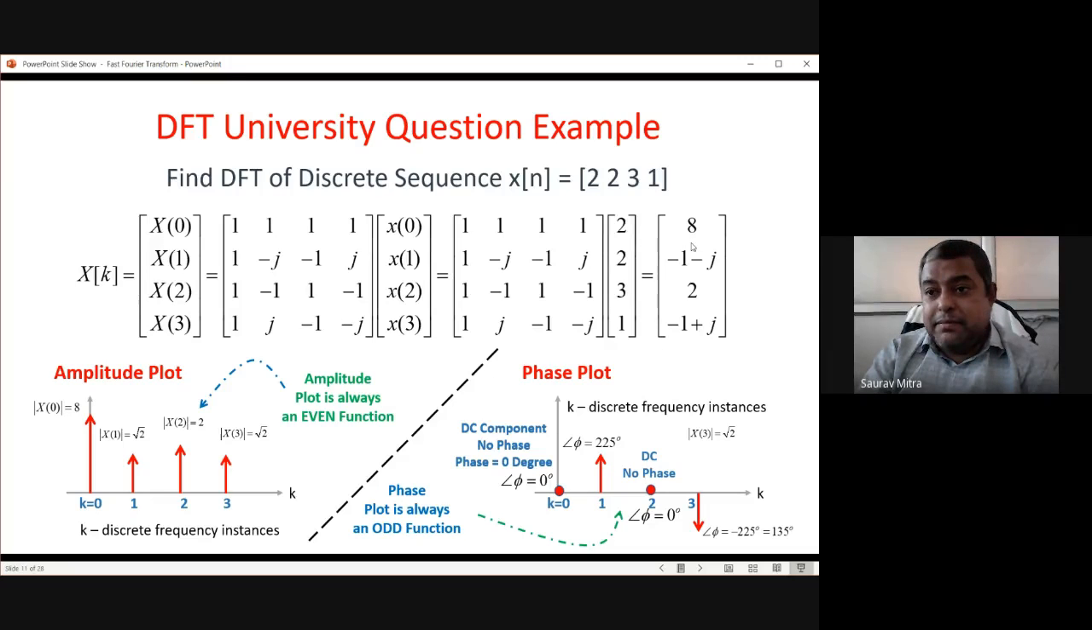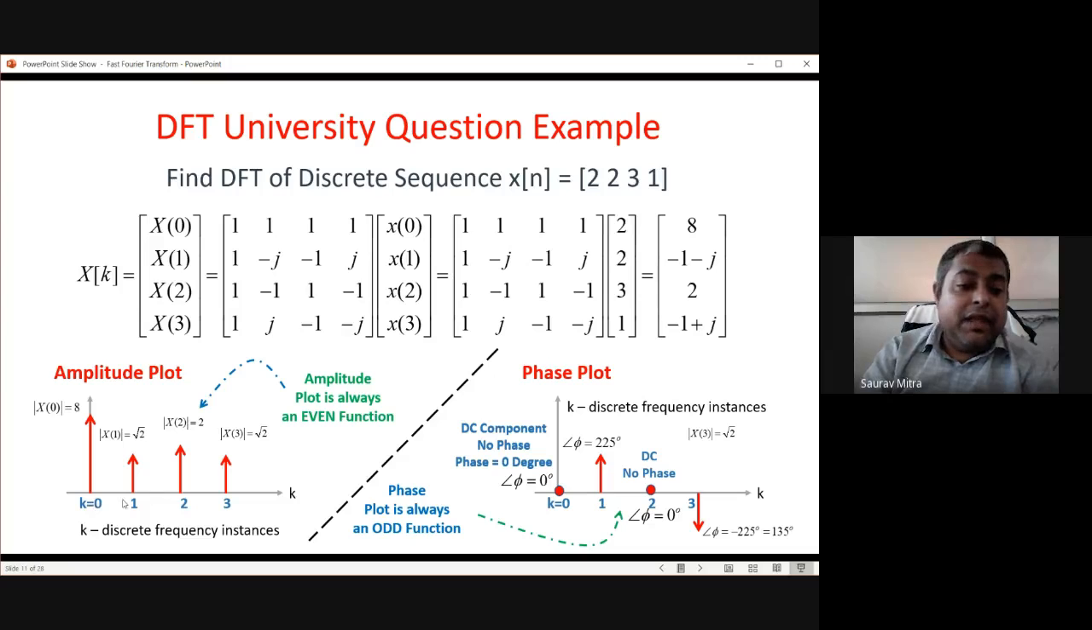Now how to draw the spectrum? While drawing the spectrum, you have to plot the amplitude. So for k equal to 0, that is the DC part, check the amplitude. This is the amplitude plot. For k equal to 0, the amplitude is 8. Then -1 minus j. Okay, how much is the amplitude? Root of (-1) squared plus (-1) squared. So the amplitude will be √2. So that's why x1 has √2.